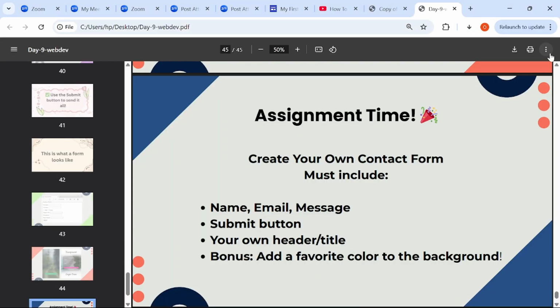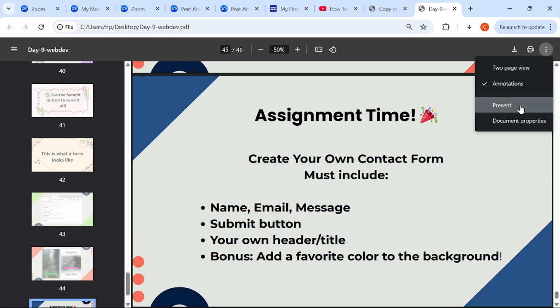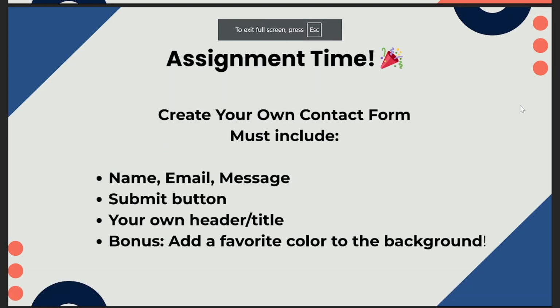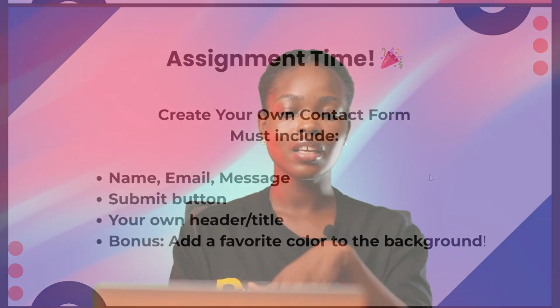Okay. Now, for your assignment, I want you to create your own contact form, and it must include your name, your email, and it needs to have a submit button, and I want you to add a header or title to it. Then add a favorite color to the background of your form. Okay, so you have to pause this video and take this out, either take a screenshot or you copy it out.